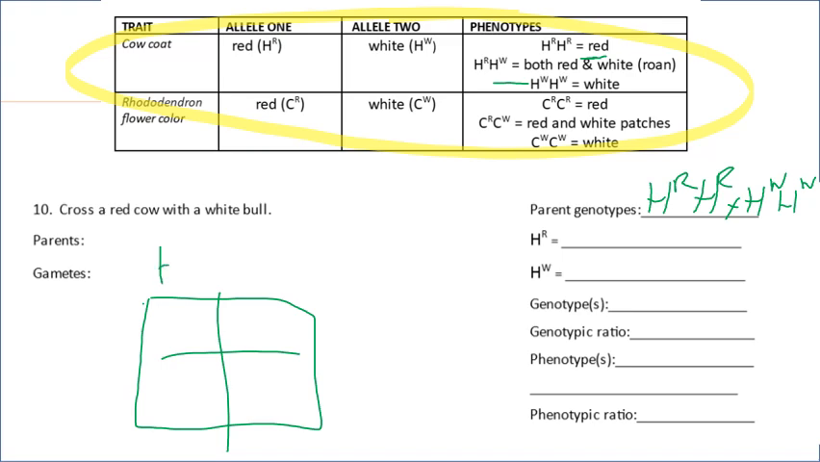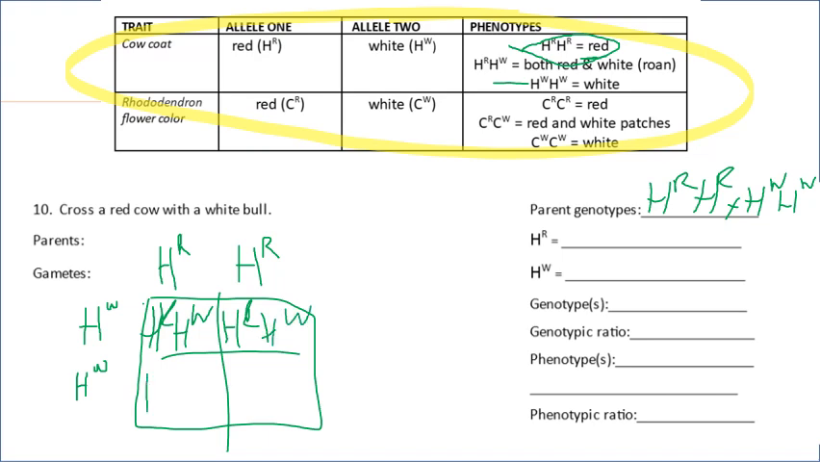So this would be HR. Where did I get that from? Right up here. And then the bull, the father, is HW. Again, I'm just focusing on what we have on the Punnett square. So the nice thing is all of these are going to be HR, HW. So that's 100%. So all this is going to be pretty easy.